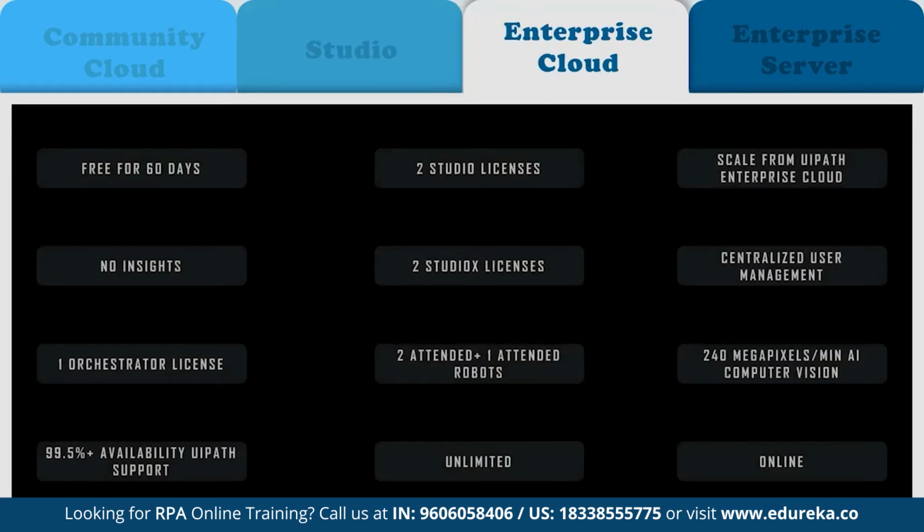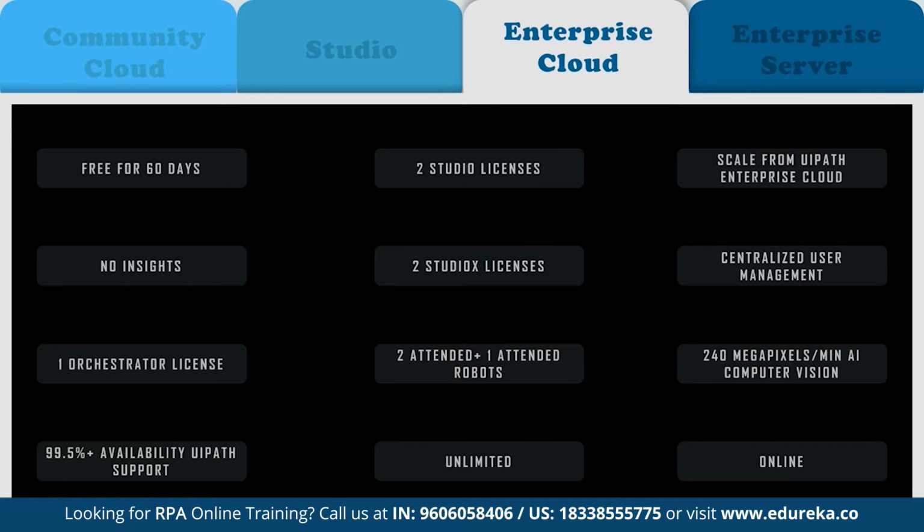Moving on to the next version, that is the Enterprise Cloud version. The Enterprise Cloud version is free for 60 days. It offers no insights. It offers 1 orchestrator license and comes with more than 99.5% availability with UiPath support. It also offers 2 Studio licenses, 2 Studio X licenses, and comes with 2 attended plus 1 unattended robots. But not only this, the additional number of robots offered are unlimited and can scale from the UiPath Enterprise Cloud. It offers centralized user management and around 240 megapixels per minute AI computer vision and can be activated online.